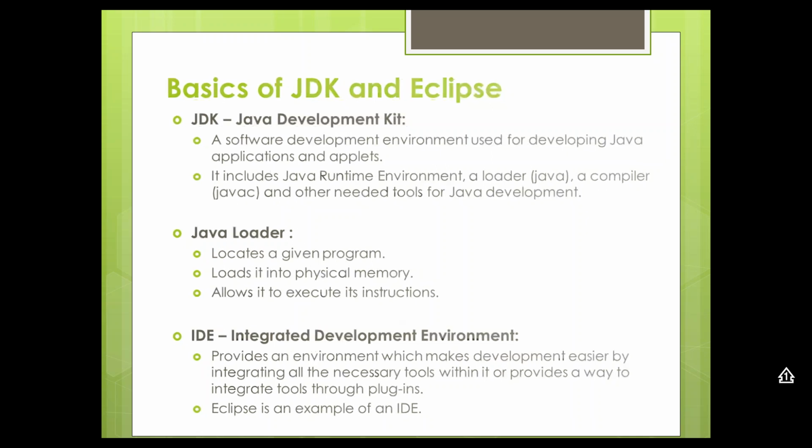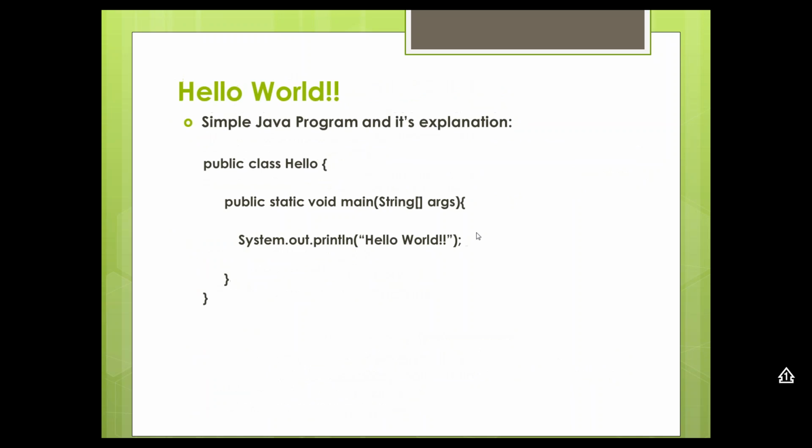Next, let's move on to the next slide. Traditionally, when we are learning any programming language, we write one simple program and execute it. That is called Hello World. It is the simplest program we start with in any programming language, and that is the tradition of learning. Before explaining this particular program, let's see how to download and install the JDK and how to download and install Eclipse.